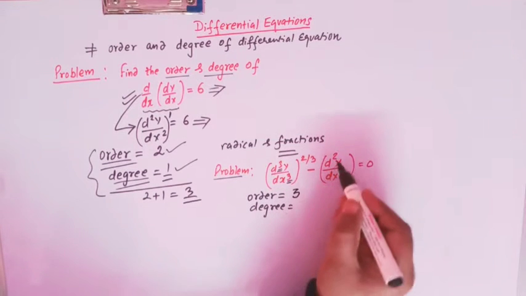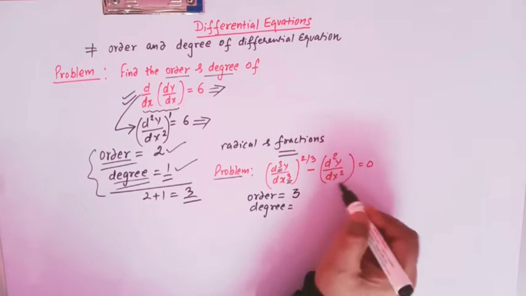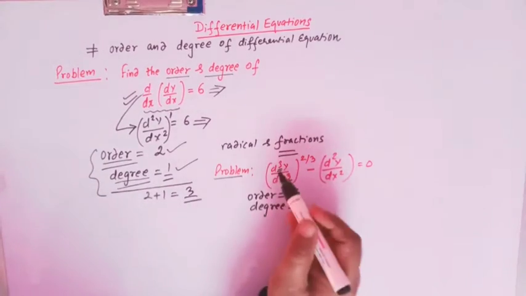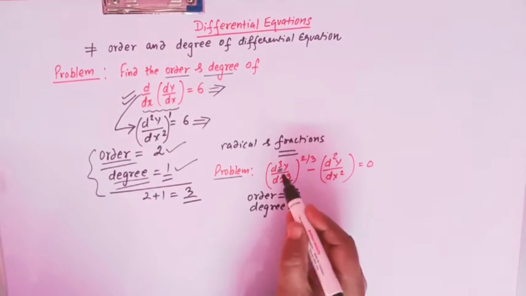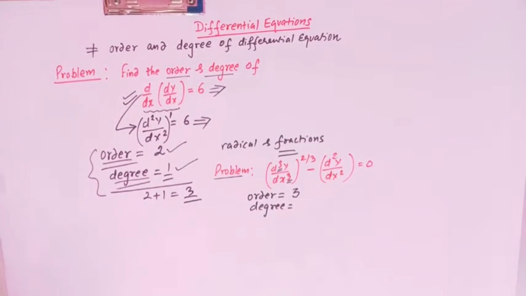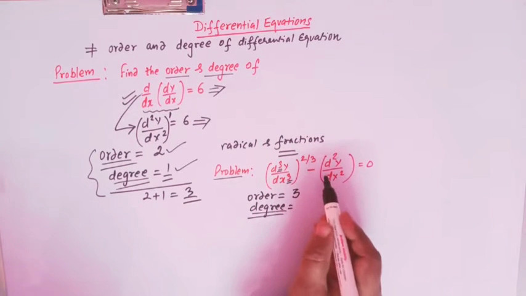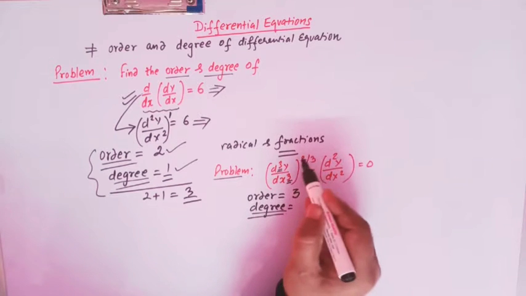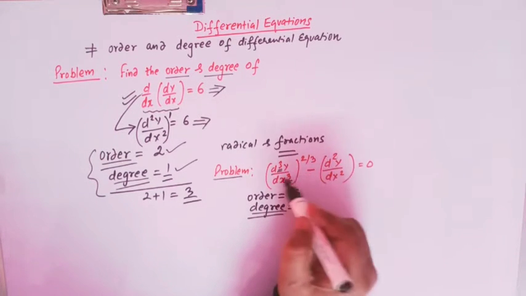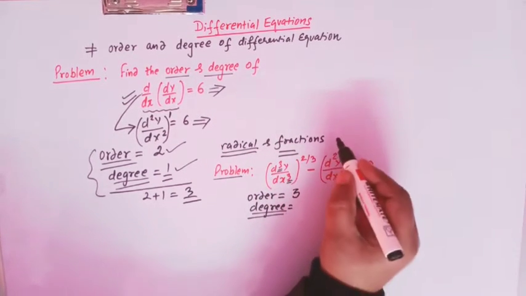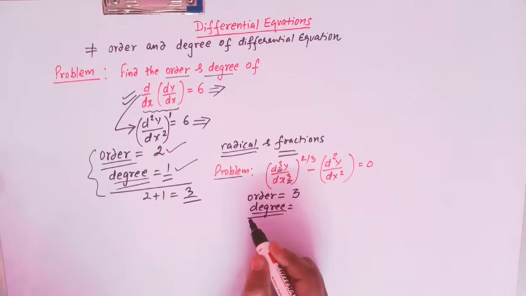This is simple because here the order of this derivative is 2, but here the order is 3. So the order of the highest order derivative is the order of the differential equation. And let us find the degree. Now in order to find the degree, we have to make this differential equation free from radicals and fractions wherever the derivatives occur, right?